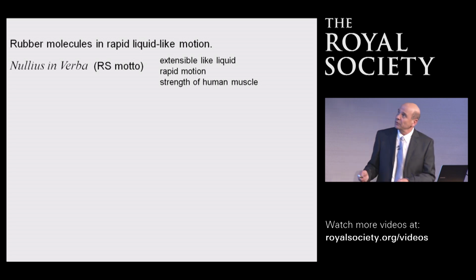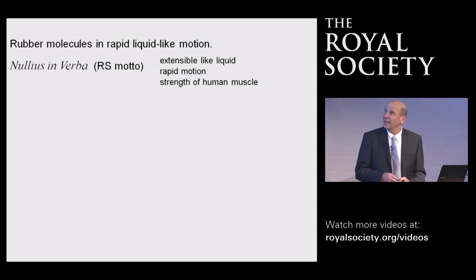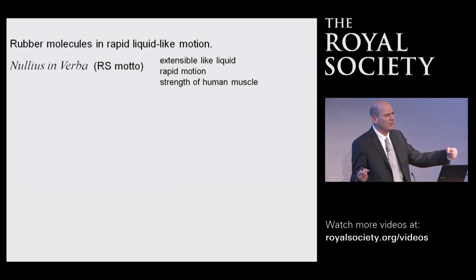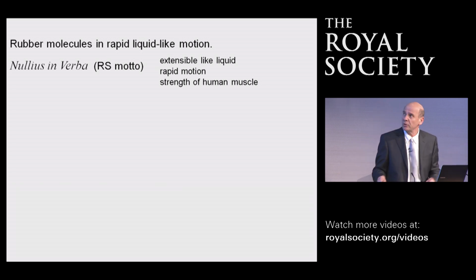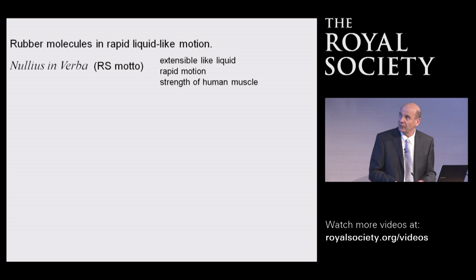So rubber molecules are in rapid liquid-like motion. That means that a rubber is extensible like a liquid. Its molecules are in rapid motion, which means we don't have to wait for it to creep to extend. We can just stretch it. And it's got, roughly speaking, the strength of human muscle. And that's quite important. We'll come back to that.